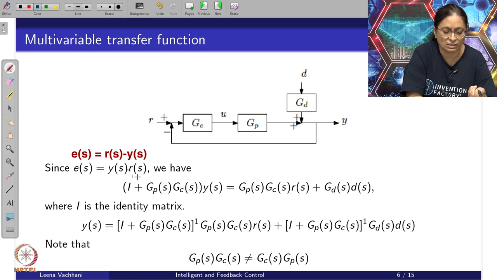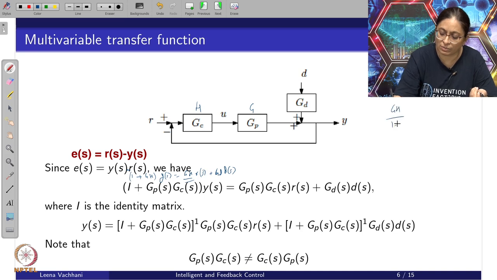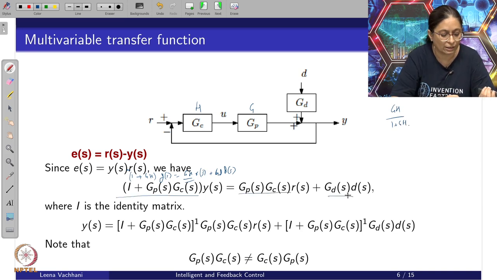So in the SISO form, we say 1 plus GH, where this was H and this is G, and it gives you Y of s equals GH R of s plus GD D of s. Therefore the control system's transfer function becomes GH by 1 plus GH. Its counterpart in terms of matrix transfer functions is considered in this form now. All right. Now instead of 1, for the matrix form, 1 becomes the identity matrix.